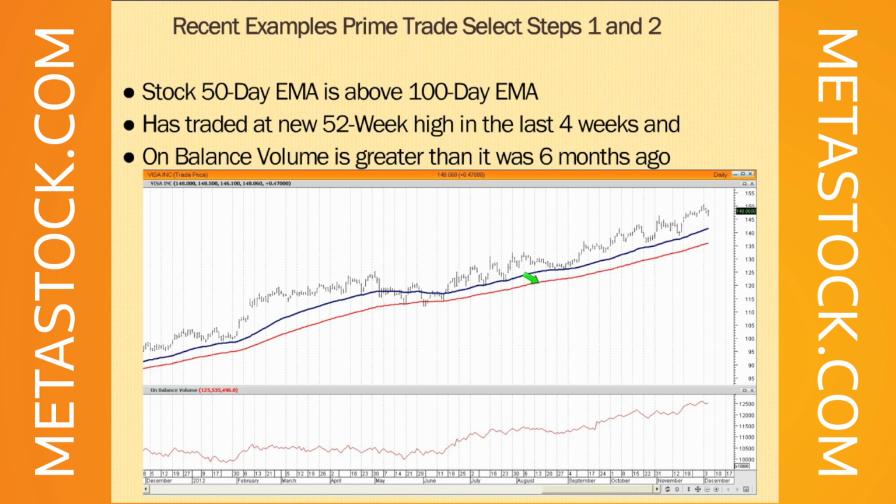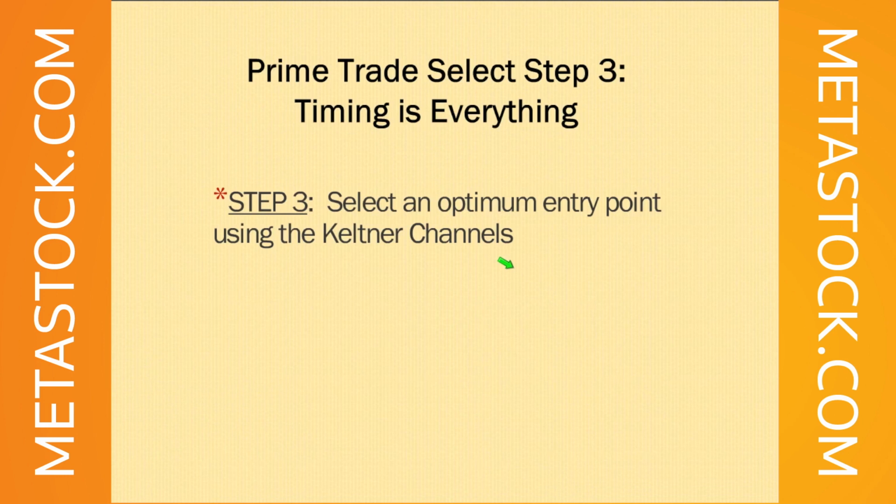This is for Visa, the credit card company, and again we have Visa making a series of new 52-week highs, and we have an upsloping on balance volume line confirming this price uptrend. So these are three current examples of stocks that are on a buy signal.